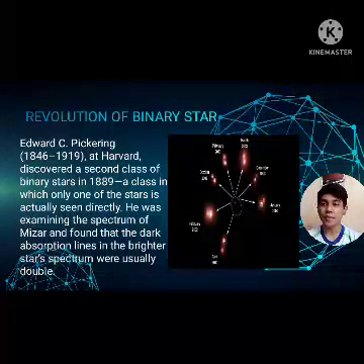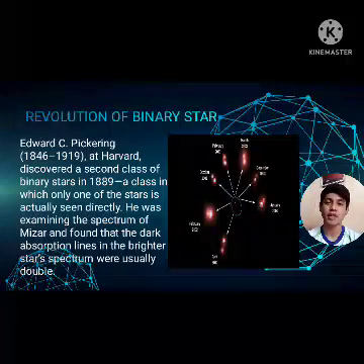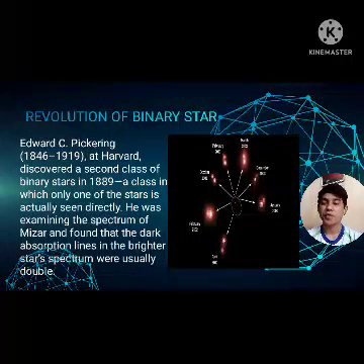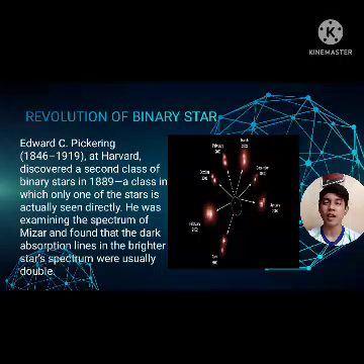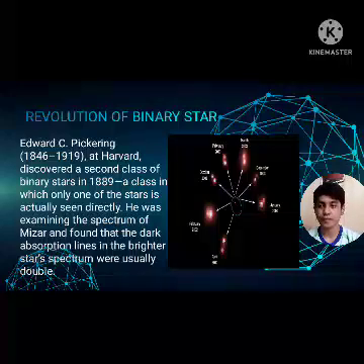So, Edward C. Pickering, 1846 to 1919, at Harvard, discovered a second class of binary stars in 1889, a class in which only one of the stars is actually seen directly. He was examining the spectrum of Mizar and found that the dark absorption lines in the brighter star's spectrum were usually double.